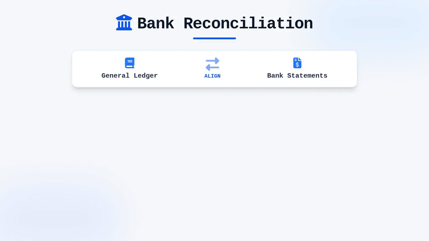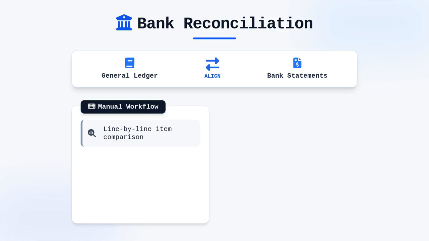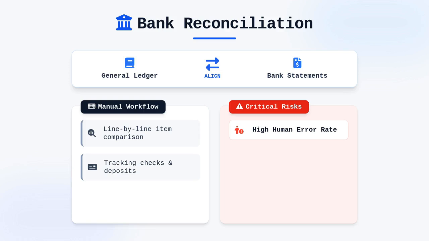In a manual reconciliation scenario, an accounts payable or receivable clerk would traditionally compare individual line items, such as checks issued or deposits made, against a paper statement provided by the bank. While this approach is functional for small businesses with low transaction volumes, it quickly becomes unsustainable as complexity increases.